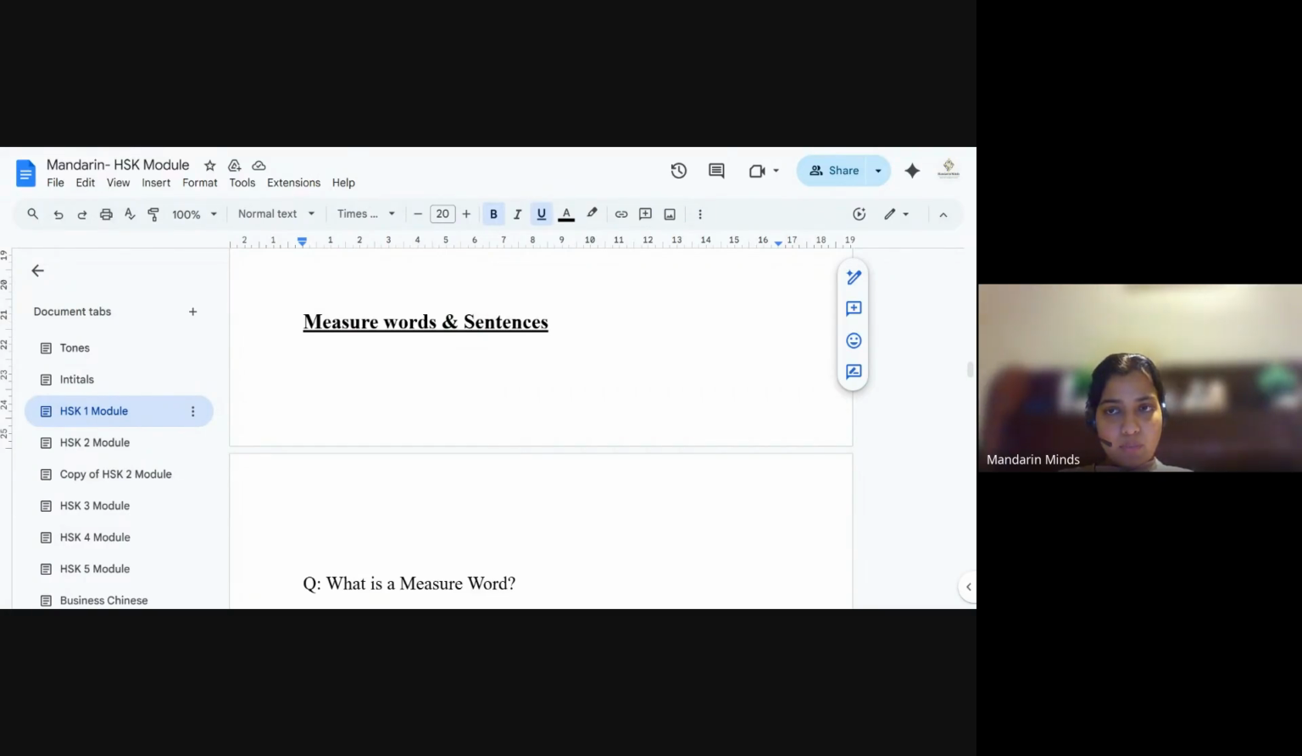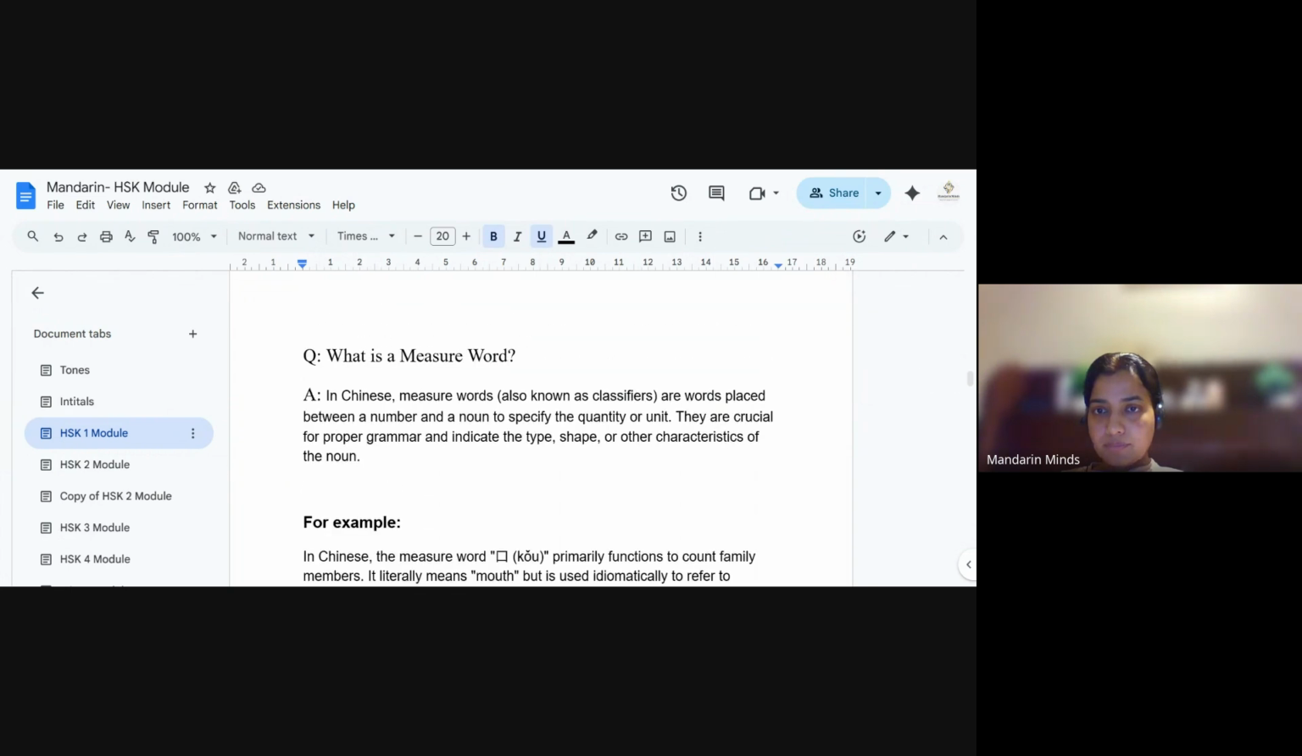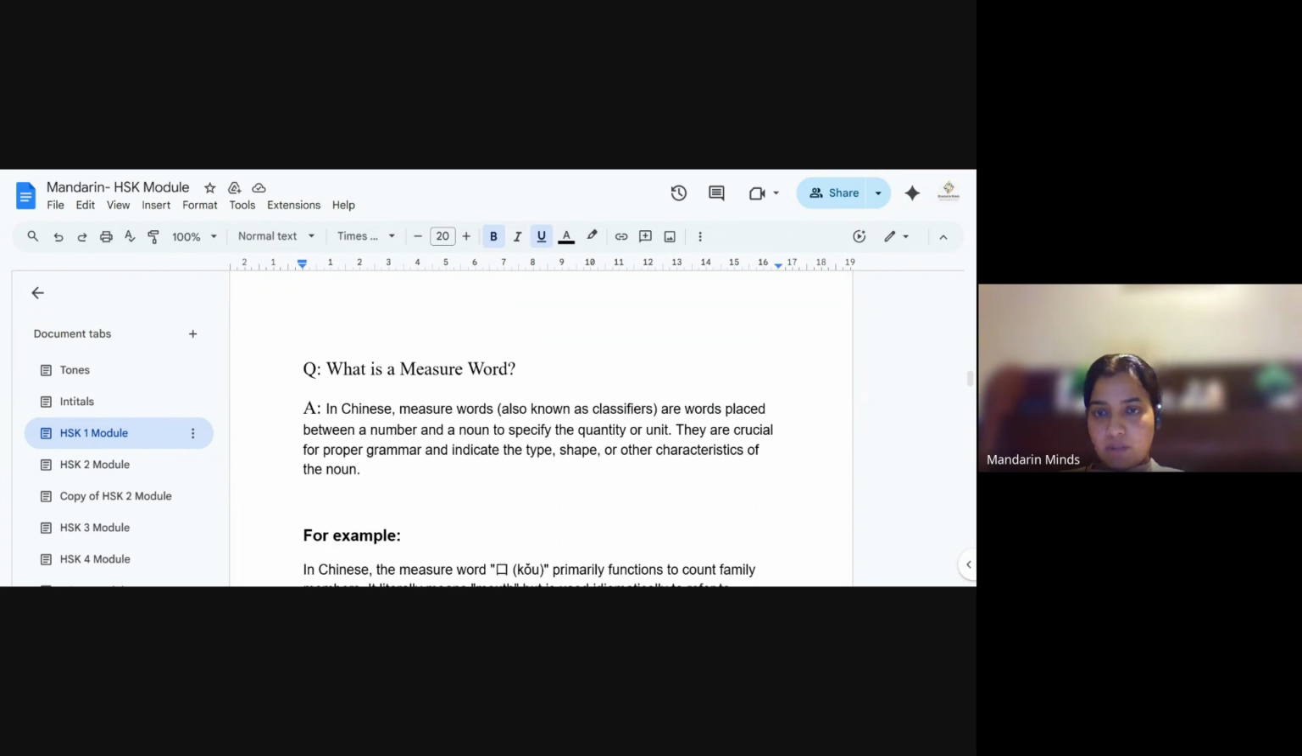Hi everyone. So in this session, I will be quickly introducing you to measure words. It won't be a very detailed session since I already do that in my classes, but just for you to practice it once. Measure words are known as quantifiers or classifiers, which are placed between a number and a noun to specify a certain quantity of a certain thing, a certain object, whatever we are discussing about.